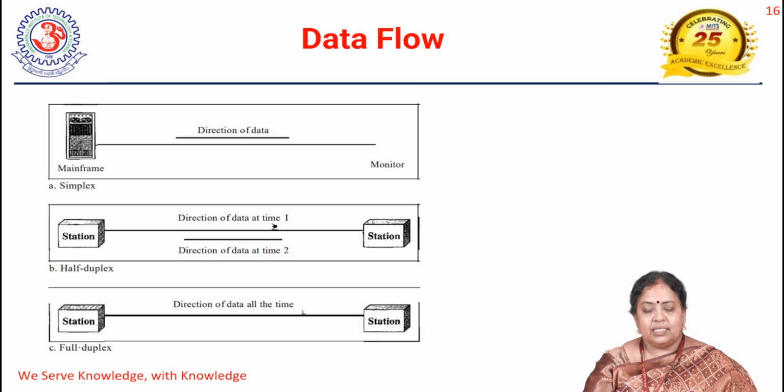And the other one is called half duplex. That means both devices can send and receive the data, but not at the same time. So if one device is sending the data, the other device has to receive. If this device is going to send the data, this device has to receive. So this is bidirectional, but not at the same time. Whereas full duplex is a bidirectional transmission, which means the devices can send and receive the data at the same time.